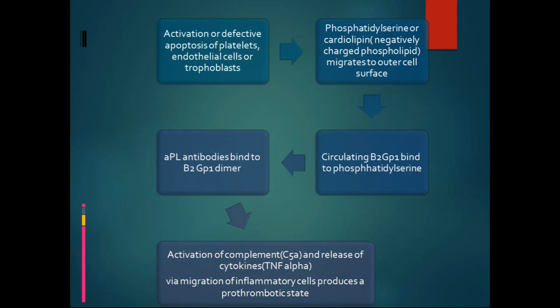So whether there is an activation, that is excess apoptosis or defective apoptosis, of platelets, endothelial cells, or trophoblasts, then phosphatidylserine or cardiolipin migrates to the outer cell surface, and there is circulating beta 2 glycoprotein 1. These things might not be that useful, but try to mention the names. It's a defective apoptosis. And if a question is given, just write that the circulating beta 2 glycoprotein 1s bind to them, and there is an activation of complement and the release of cytokines. Just remember that.